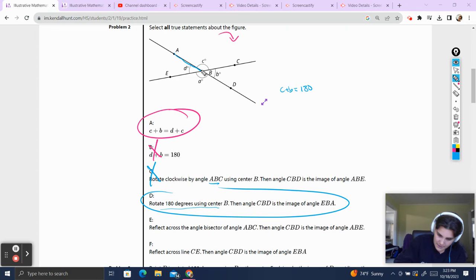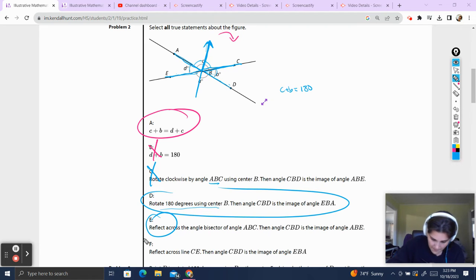E. We are going to reflect across the angle bisector of angle ABC. So ABC is this angle over here. An angle bisector would be right about over there, and it's going to come straight down. And then angle CBD is the image of angle ABE. I believe, yes, if we had an angle bisector, this angle would line up with that angle because they're going to be congruent when we do that reflection. When we reflect it over that line, these two angles are congruent, so the lines line up, which means this angle will match up with that angle.